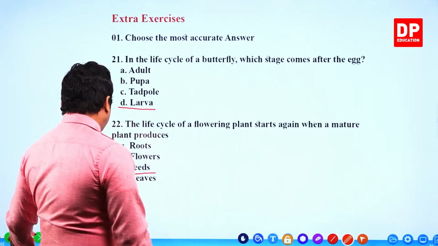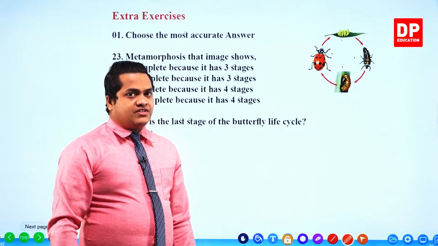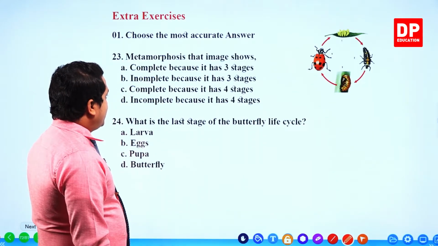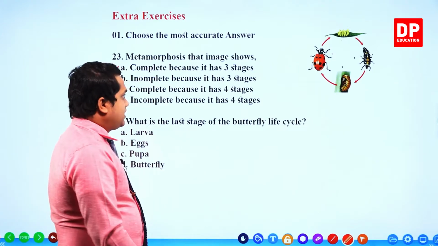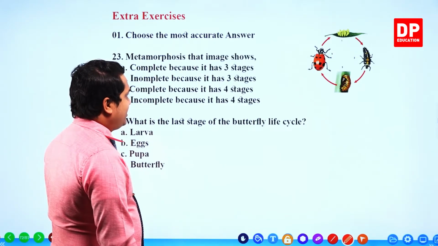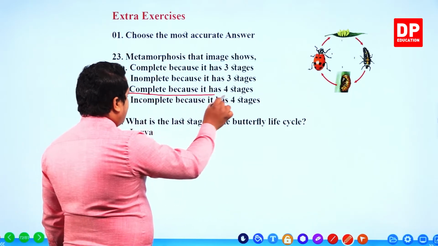Okay. Next one. Metamorphosis, that image shows. In this image, you can observe a metamorphosis. This is a metamorphosis of a beetle. There are four different stages: larva, pupa, cocoon, then the adult and the eggs. As there are four different stages, definitely this is the complete metamorphosis. The first one says complete because it has three stages. Incorrect. It has four different stages. Complete is correct, but it has four stages. Incomplete because it has three stages. Incorrect. It is not incomplete metamorphosis. It is complete, because it has four stages.